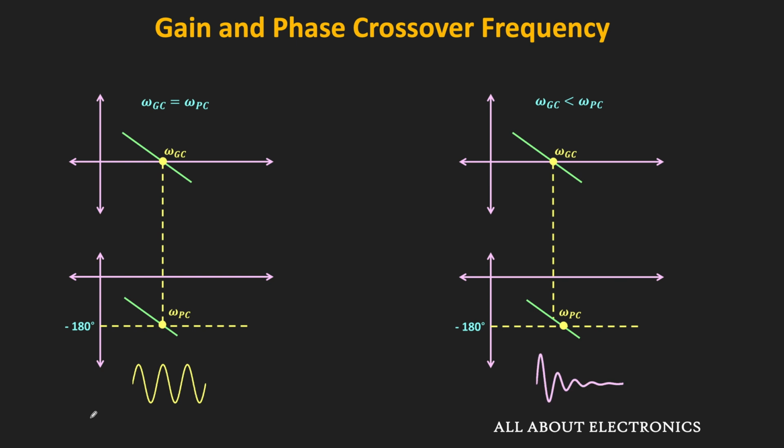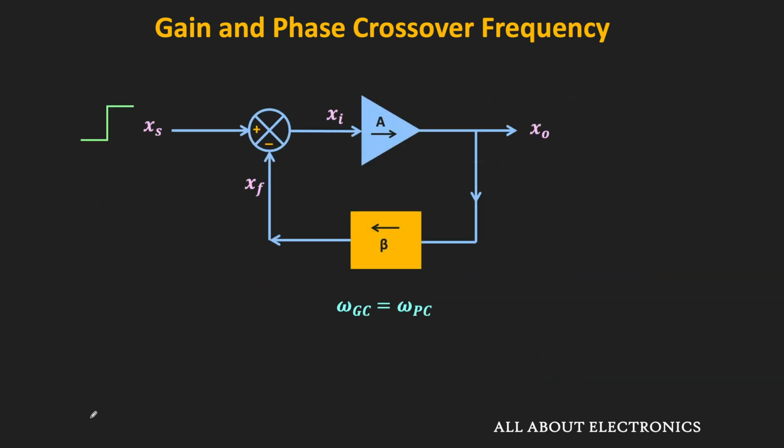So we can understand it more clearly when we apply the step response to the feedback amplifier. Because if you see, the step signal input consists of all sorts of frequencies. So from the step response, we can identify how the feedback amplifier will respond over the frequency range. So whenever this gain crossover frequency is the same as the phase crossover frequency, and when we apply the step input to this feedback amplifier, then its response will be oscillatory.